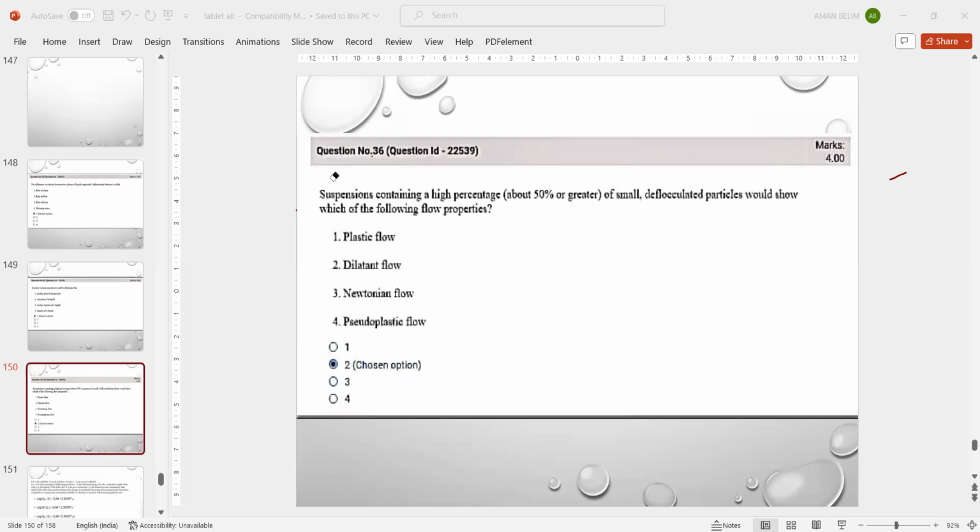Yes, magnesium stearate is the widely used one. Definitely, I will send this PDF to the organizer. I will send this PPT to them. After completion of the next lecture, I will send this. Some more MCQs are remaining, so after solving that, I will share this.